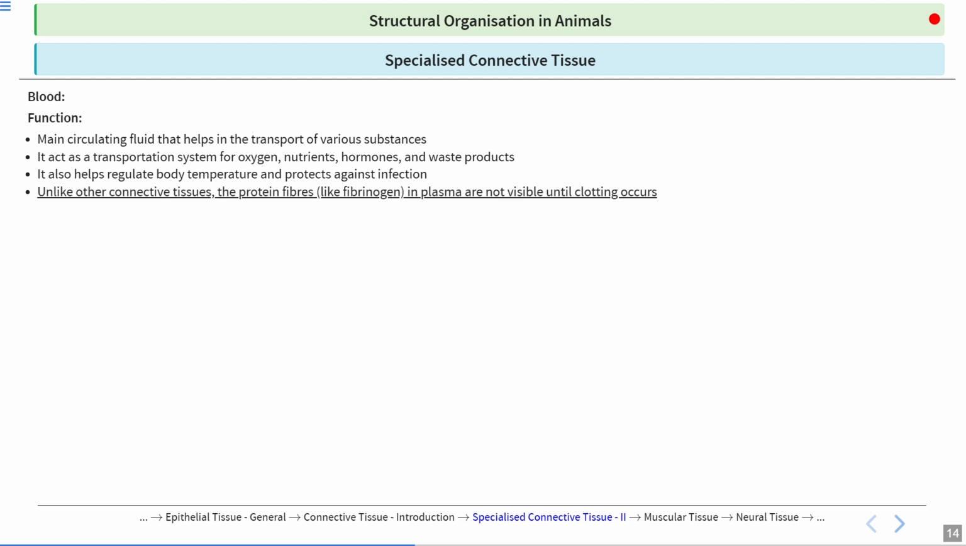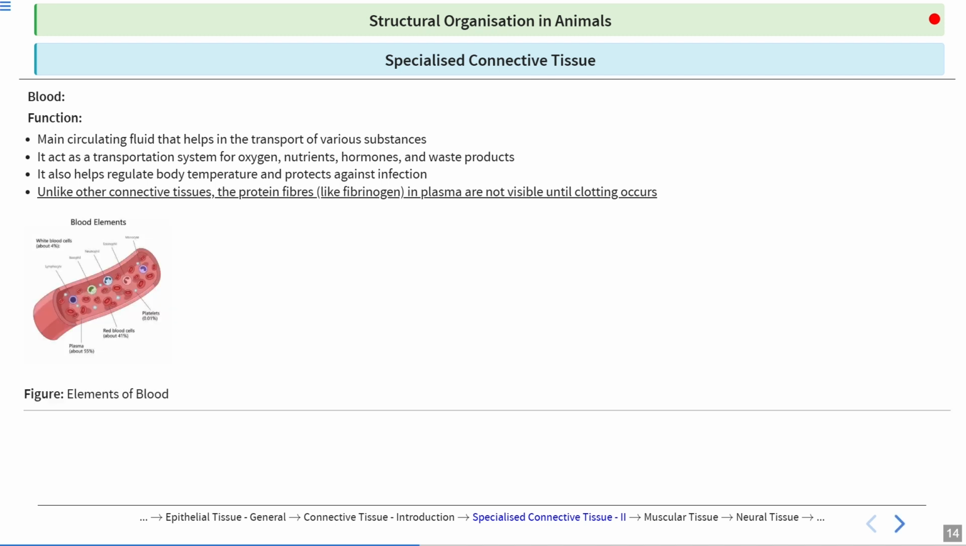How is it protecting against infection? Because it has the WBC, which plays the immune response. Unlike other connective tissue, the protein fibers like fibrinogen in plasma are not visible until clotting occurs, right? These fibrinogens are actually not in fiber form. When there is a requirement for blood clotting, only at that time do these proteins transform into fibers, right? So here are the different blood elements that we have already discussed.